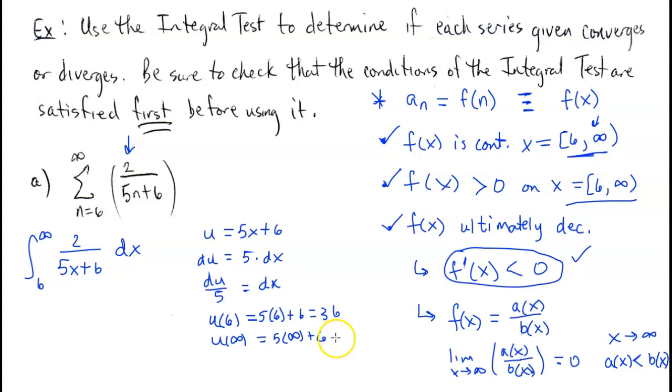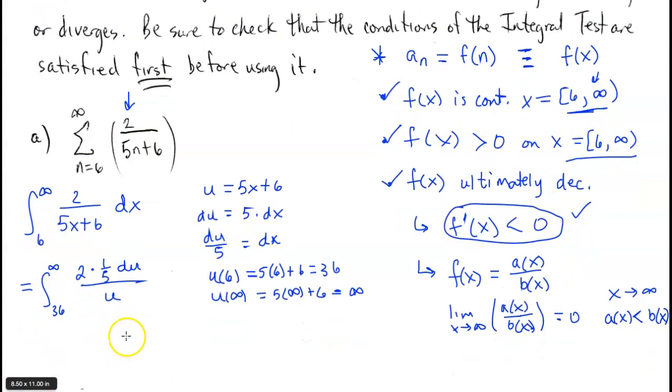So I'm doing that so we could change our limits of integration in terms of u instead of having them in terms of x, so I don't have to back substitute. Once we have that, this will be going from 36 to infinity, and we'll have 2 times 1/5 du, all that over u. All right, so with that being said, all we have to do now is evaluate this.